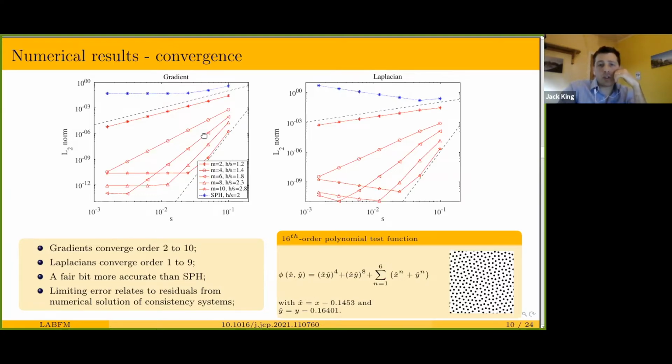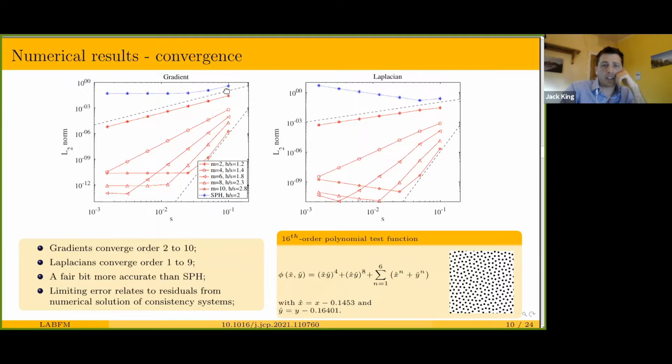So the figure on the left shows the convergence rate of the gradient as we reduce the node spacing, and on the right we see the convergence rates for the Laplacians as we reduce the node spacing. So for the gradients for orders m equals 2, 4, 6, 8, and 10, we get convergence rates of 2, 4, 6, 8, and 10. And for Laplacians, we get convergence rates of 1, 3, 5, 7, and 9.